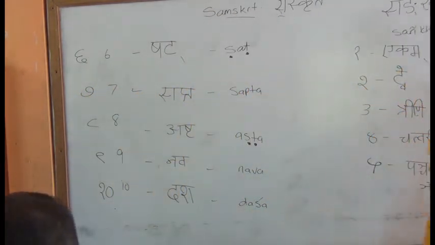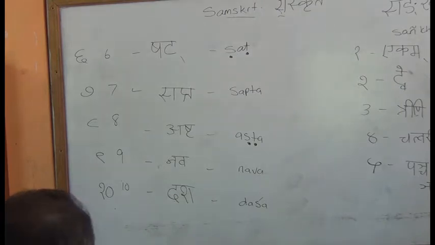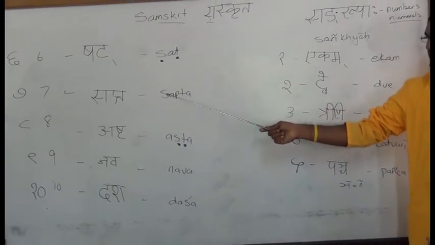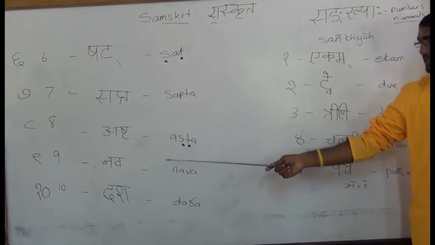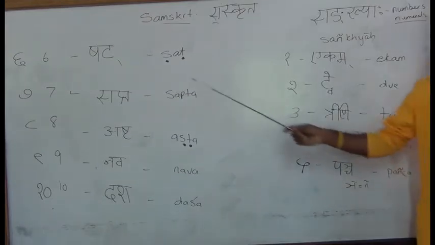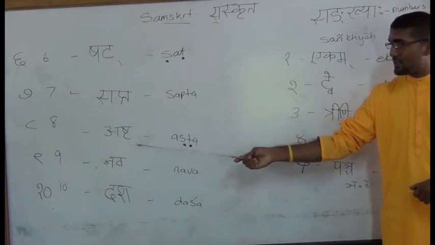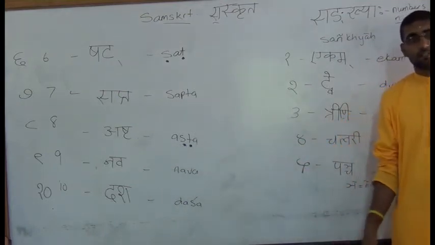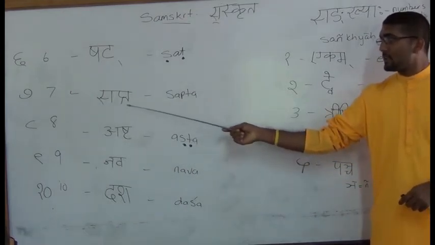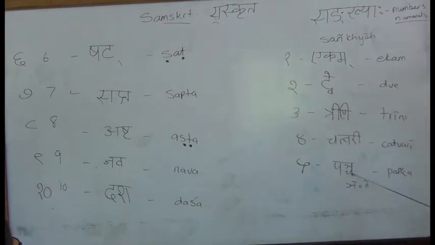Let us all count now. Ekam, Dve, Trini, Chatvari, Pancha, Shat, Sapta, Ashta, Nava, Dasha. Ekam, Dve, Trini, Chatvari, Pancha, Shat, Sapta, Ashta, Nava, Dasha. And now backwards: Dasha, Nava, Ashta, Sapta, Shat, Pancha, Chatvari, Trini, Dve, Ekam.